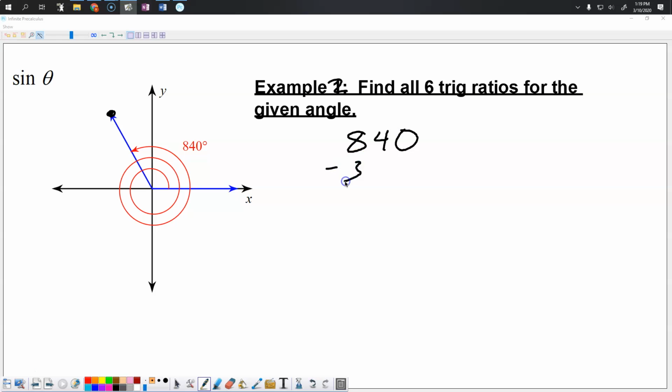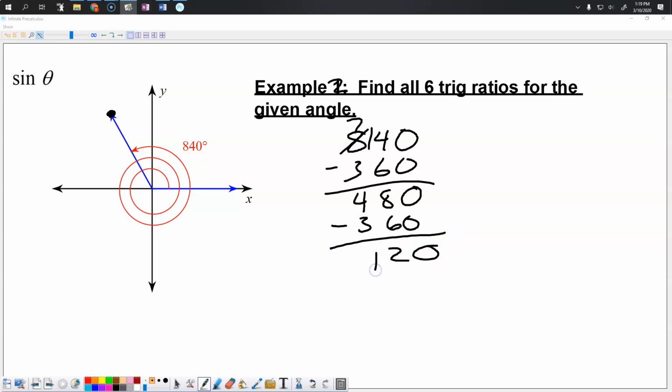Subtract 360. So if I subtract 360, I'm going to find an angle that lands at the same spot, and therefore would have the same x and y values and all the same trig ratios. But you have to get it to be between 0 and 360, which is on our unit circle. So I don't think this gets us there yet, so we got to do it again. Subtract another 360. So 120 is on my unit circle. So now that we have that, we can answer the question. What is sine of 120?